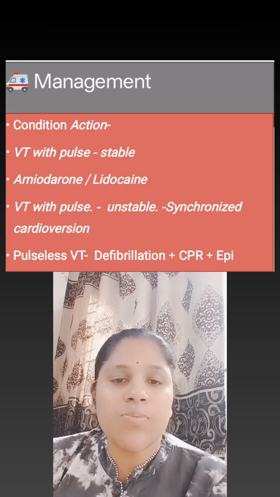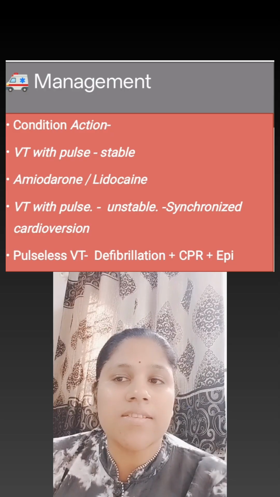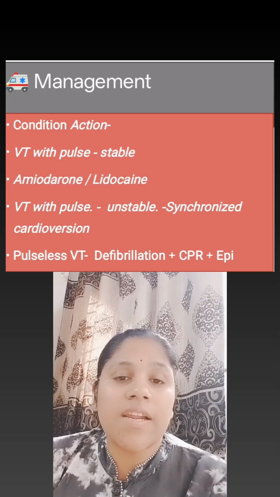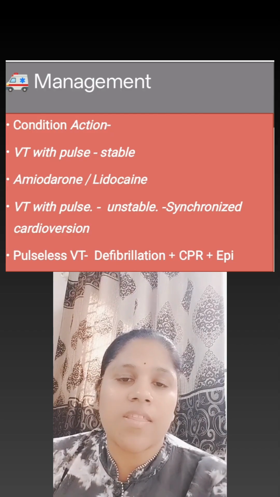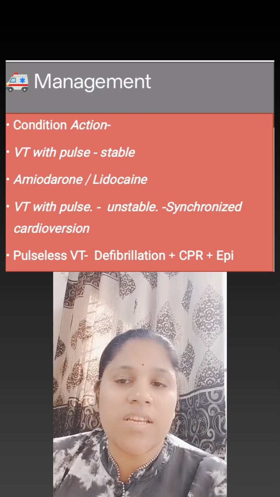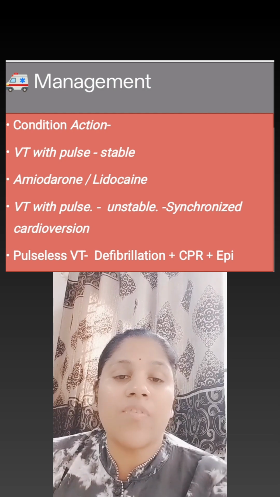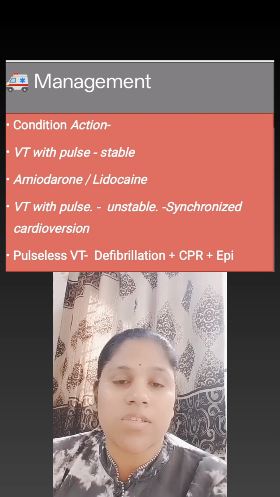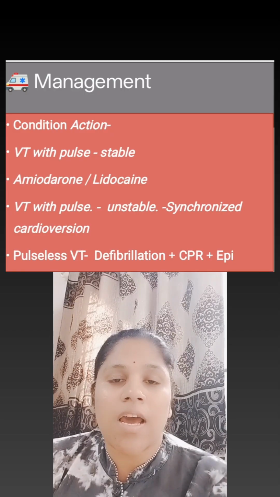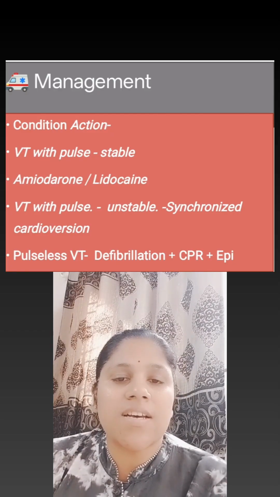What is the exact management we are going to do in ventricular tachycardia? There are three different types. If it is VT with a pulse and the patient is stable, we manage the patient with amiodarone or lidocaine, that is, an antiarrhythmic drug. If the VT is with a pulse and the patient is unstable, then we go for synchronized cardioversion after taking consent and giving mild sedation. This is a proper procedure which has to be done if the drug has failed, and it can be done if the patient is unstable.